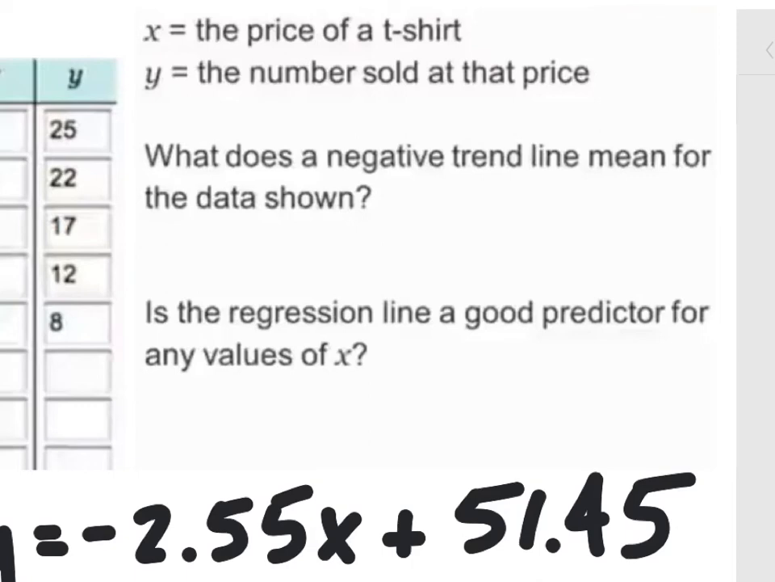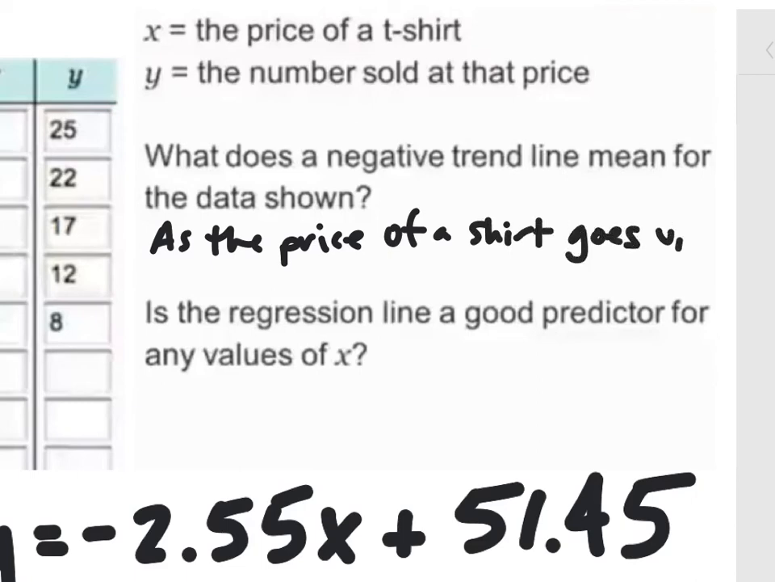So what does the negative trend line mean for the data shown? And what that means is that as the price of a shirt goes up, the number sold goes down, okay? So that's what, and think about that.